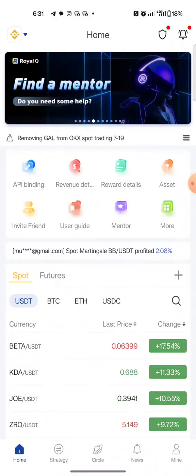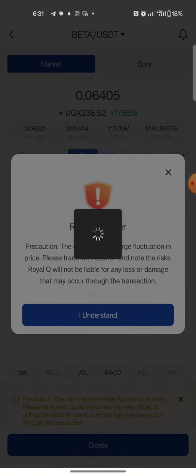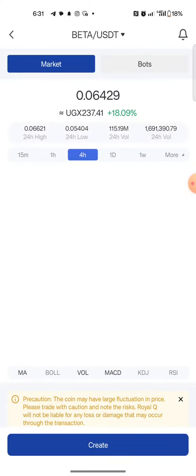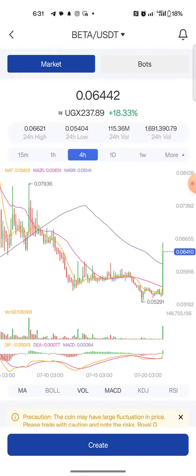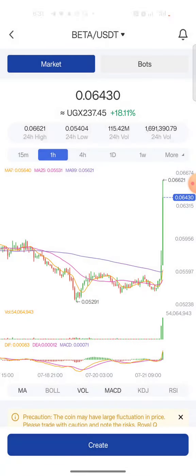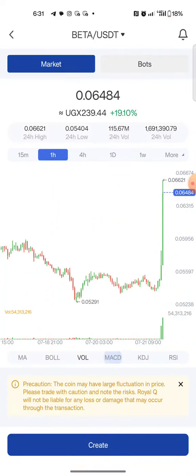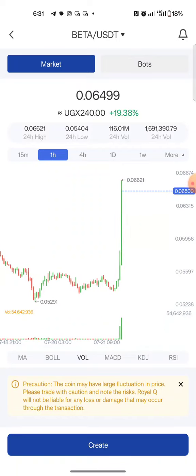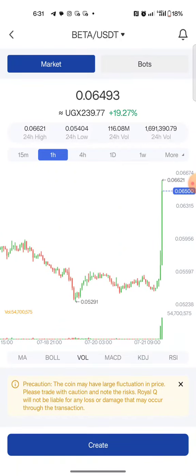Let us start with the most performing coin, and that is Beta currently in the market. If you want good results, I would recommend you check your trades in the 1-hour time frame or in the 4-hour time frame, and this is better. It has really outperformed and really caused the rise in the market.